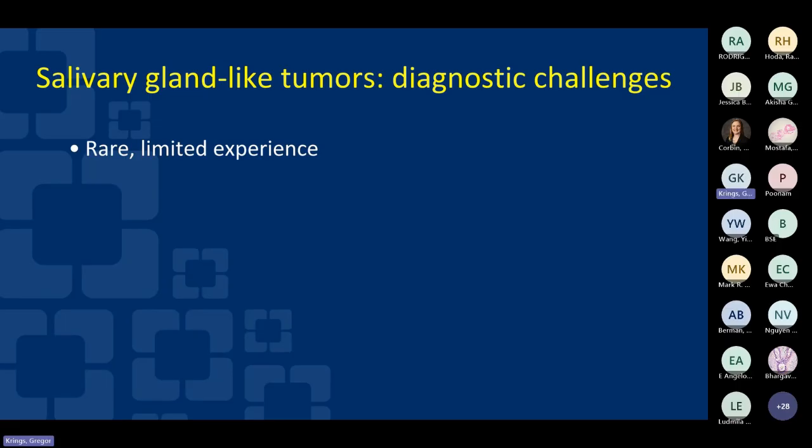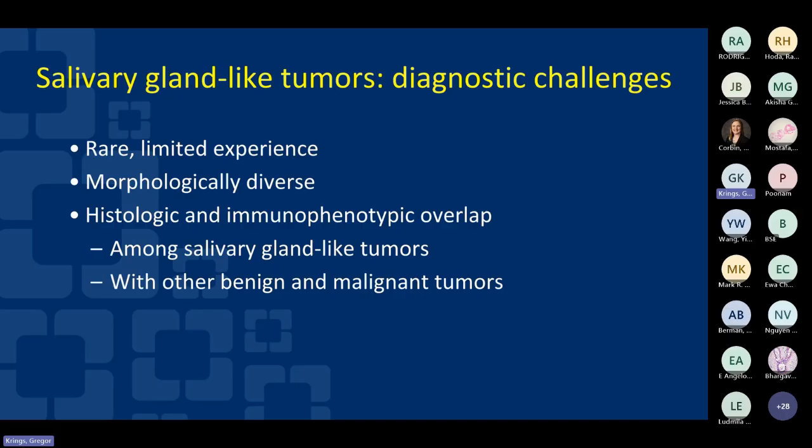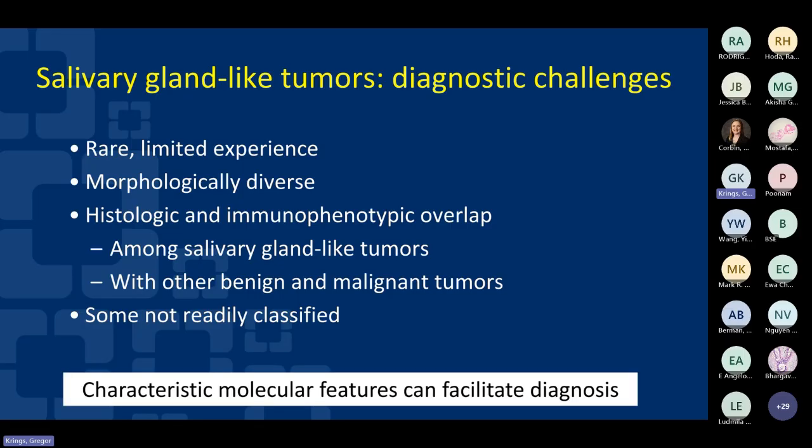These tumors can be diagnostically challenging, in large part because they're rare, so there's limited experience among many pathologists for any given tumor type. They're morphologically diverse. They show a lot of histologic and immunophenotypic overlap, both between themselves, among other salivary gland-like tumors, as well as with other benign and malignant tumors that can arise in the breast. And the truth is that some of these tumors simply cannot be readily classified into any categories that we currently recognize. And this is always a diagnostic challenge when it does arise.